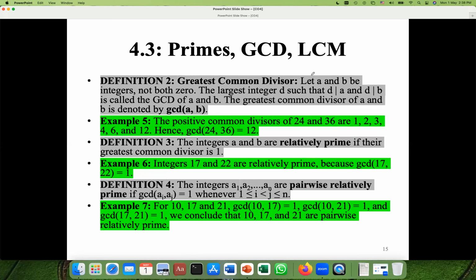Definition 2. Now we are moving toward GCD.